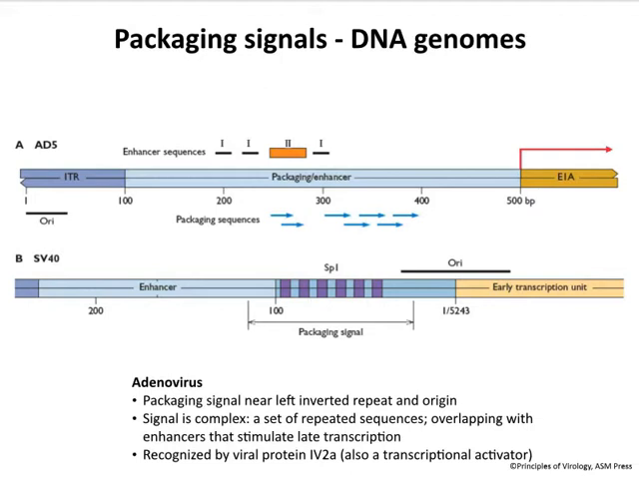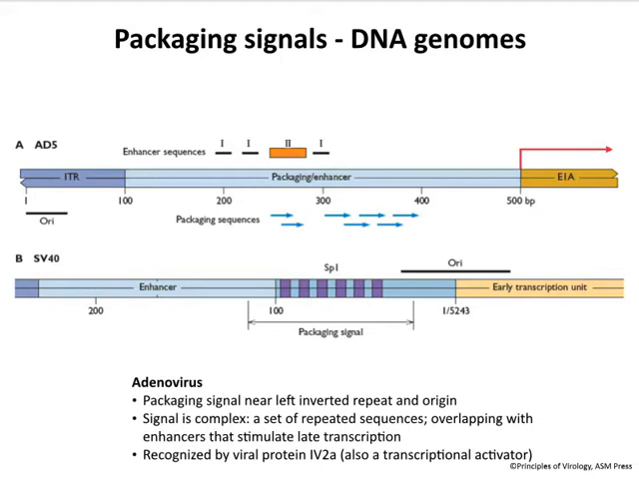So here on the top, for example, is the packaging sequences of adenovirus. And the packaging sequences are shown as these little blue arrows here. There are multiple packaging sequences. And you can see that they are at one end of the genome. So here is the left-hand end of the ad genome. That's one of the two origins of replication. And these are the number of bases from that left end. So they're all between 200 and 400 bases from the left end of the genome. So you can see that there are multiple packaging sequences.